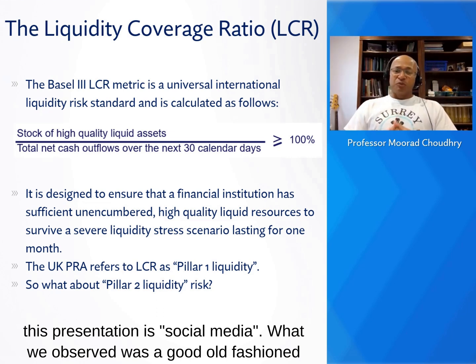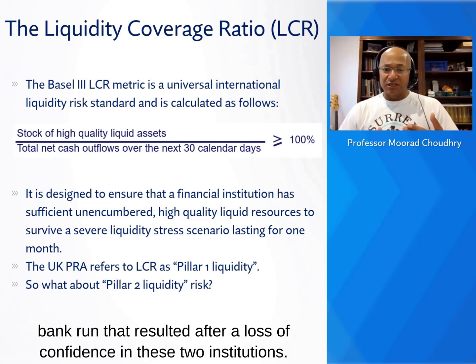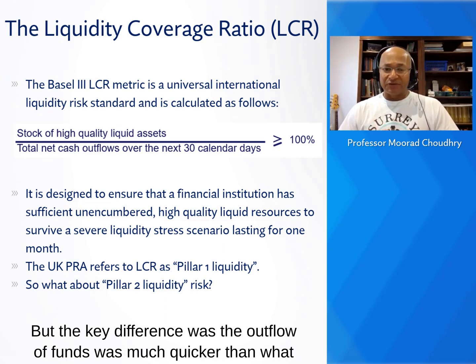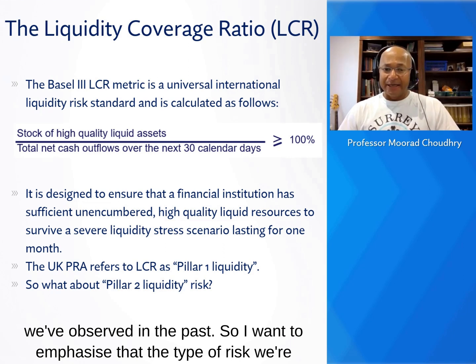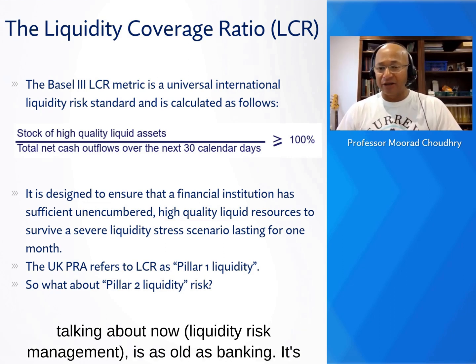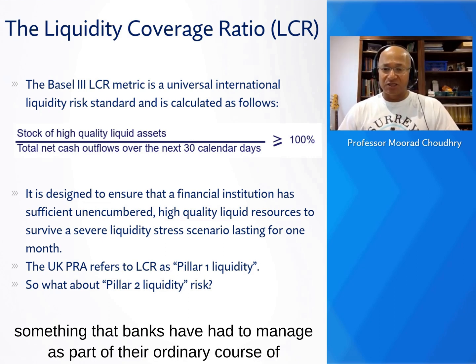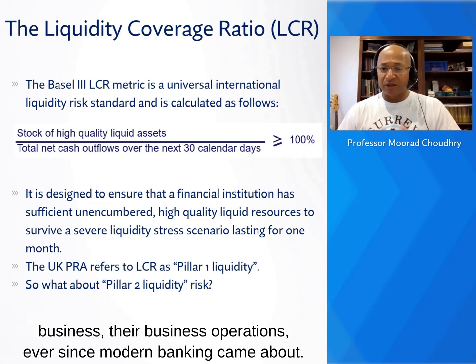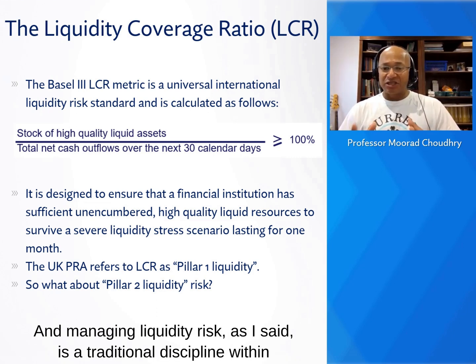What we observed was a good old-fashioned bank run that resulted after a loss of confidence in these two institutions. But the key difference was the outflow of funds was much quicker than what we've observed in the past. So I want to emphasize that the type of risk we're talking about now, liquidity risk management, is as old as banking. It's something that banks have had to manage as part of their ordinary course of business, their business operations, ever since modern banking came about. And managing liquidity risk, as I said, is a traditional discipline within banking.